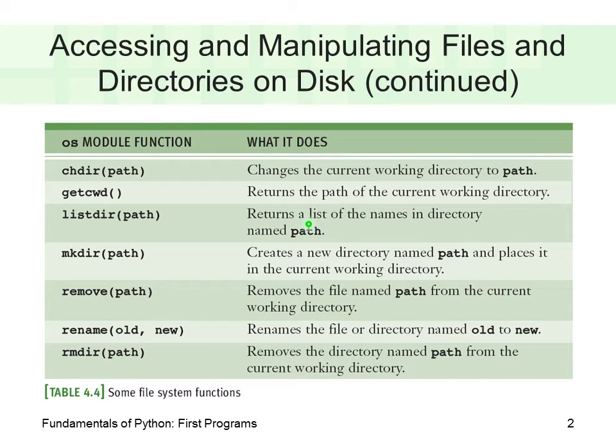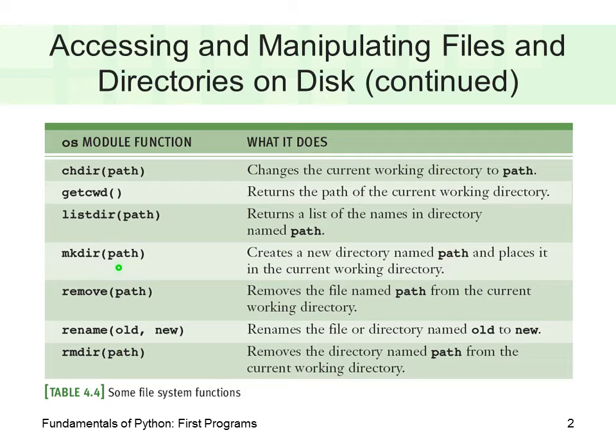Here we have a number of the os module and its functions, useful functions for manipulating files. This one, chdir, has as its argument the path. This will change the current working directory to whatever we put in here as the path. getcwd will return the current working directory or the path of the current working directory. listdir, given the argument path, will return a list of all the names in the directory or folder that is named path.